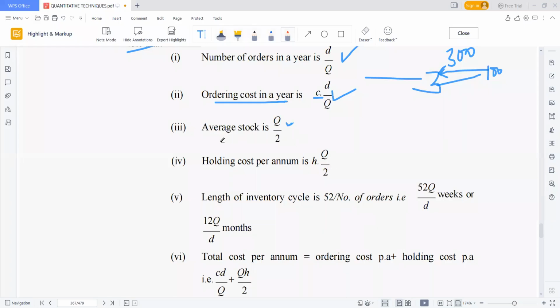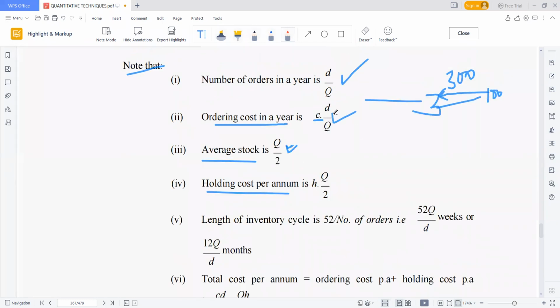So we are saying average stock is EOQ divided by 2. From the word average, we are dividing by 2. Then holding costs per annum. You use the idea of ordering cost per annum to solve for holding cost. So it means that we brought in ordering cost per unit, which is C.